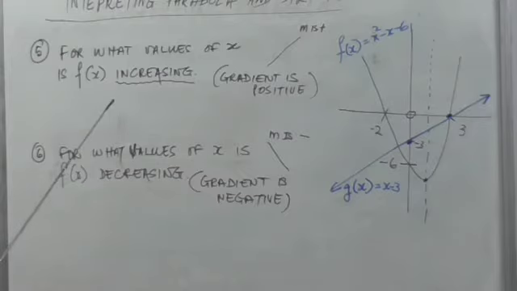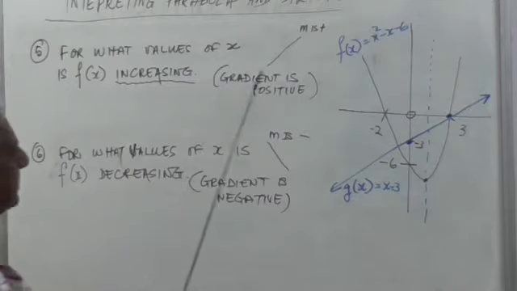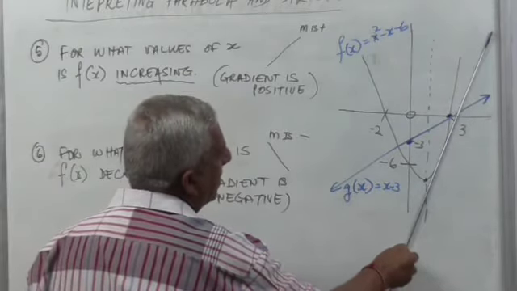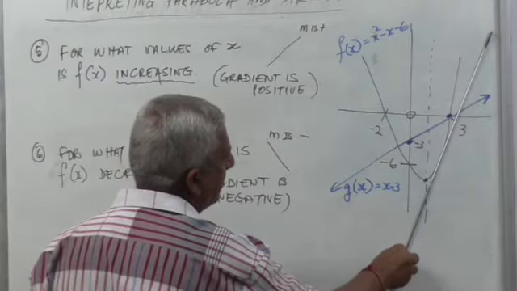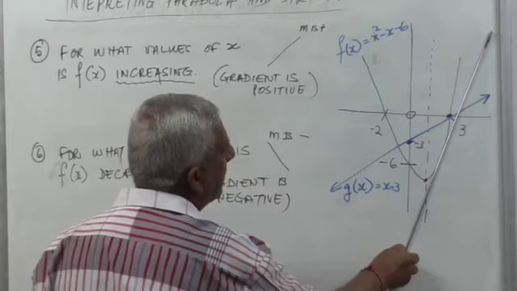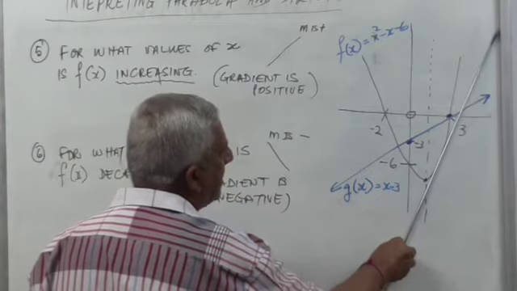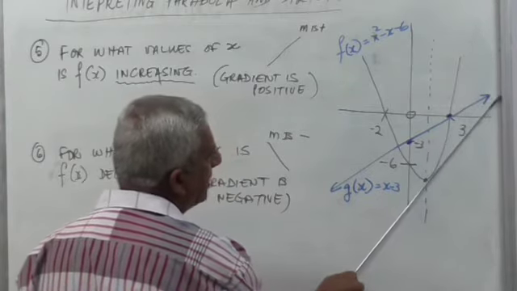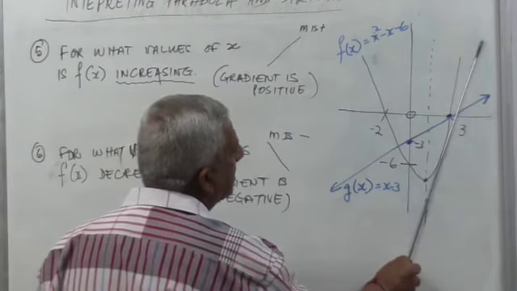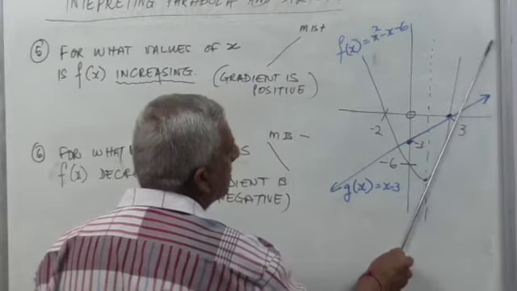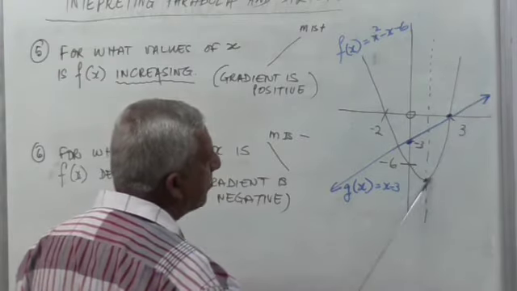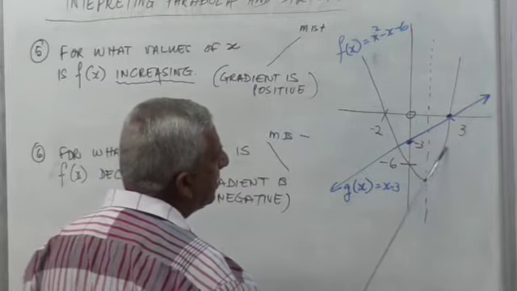So now let's see. If you look at the parabola and you put a straight line to touch it here, it's called a tangent. If you put a tangent to touch it here, you can see that the gradient of this line is positive. Anywhere I touch it, the gradient will be positive. It's going this way. So the gradient of this parabola is positive right through here.